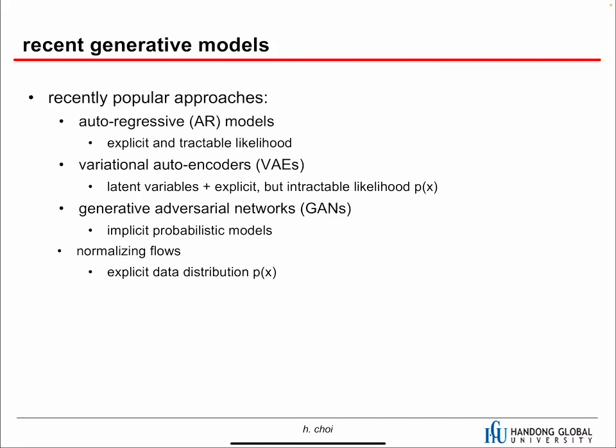And recently we have better generative models. We can summarize recent generative models like this. First, we have autoregressive models, second, VAEs, then GANs, and then, recently, normalizing flows. They have their own pros and cons. If you're interested in any of these algorithms and models, then you might have to take a deep learning class.